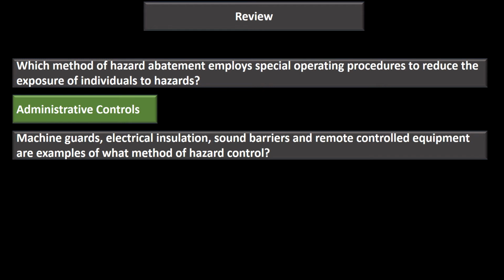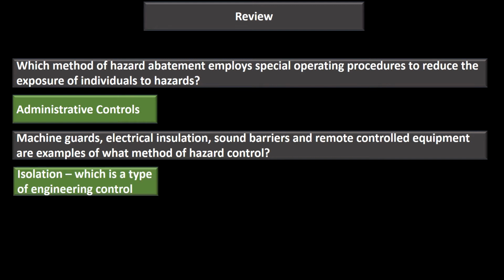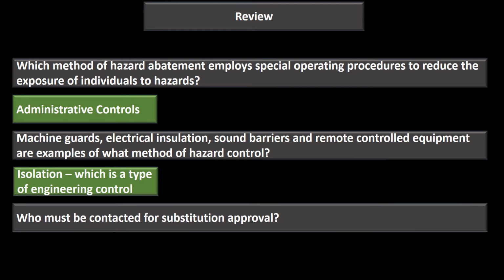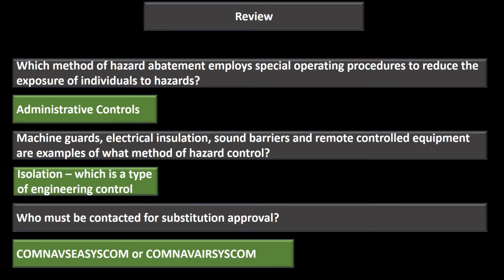Machine guards, electrical installations, sound barriers, and remote controlled equipment are examples of what method of hazard control? Well, we're talking about isolation, which was a type of engineering control. So that's an example of isolation, which falls under engineering controls. Who must be contacted for substitution approval? If we want to substitute something, we've got to contact ComNav Sea Systems Command or ComNav Air Systems Command as appropriate.